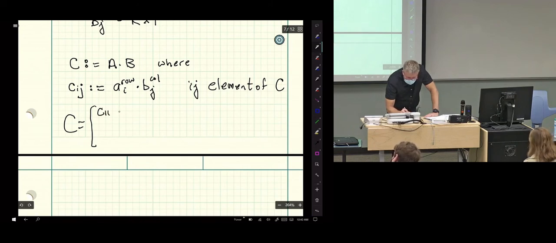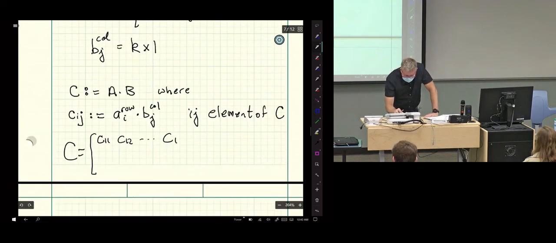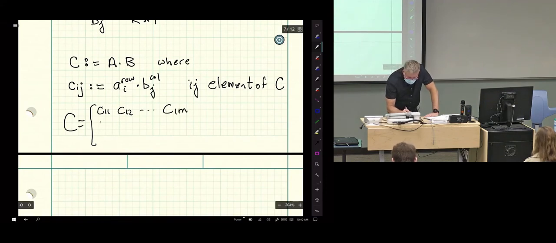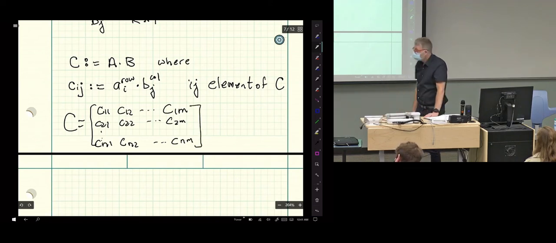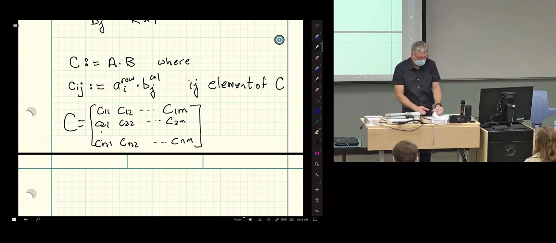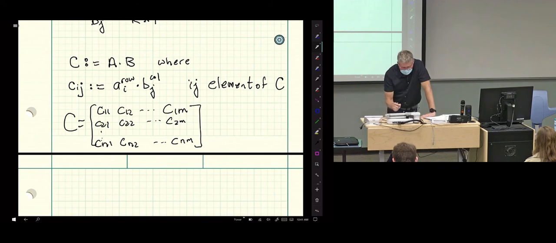So C is C11, C12, dot, dot, dot, and C is, let's see, N by M, so this will be C1M, C21, C22, dot, dot, dot, C2M, dot, dot, dot, CN1, CN2, dot, dot, dot, CNM, okay? So I'm just giving you the ij entry. So everything boils down to rows of A times columns of B. And if you want the 2-2 entry of C, it will be the second row of A times the second column of B.